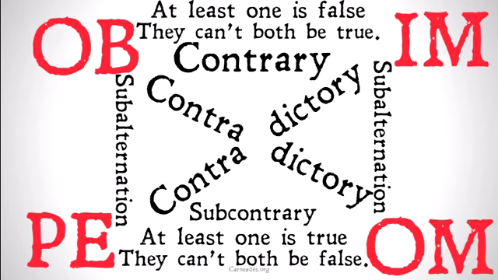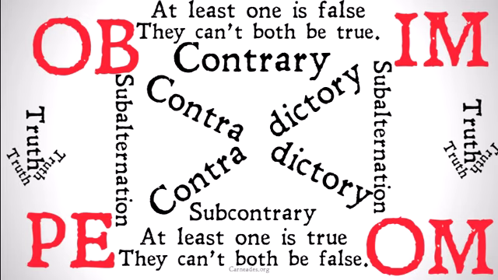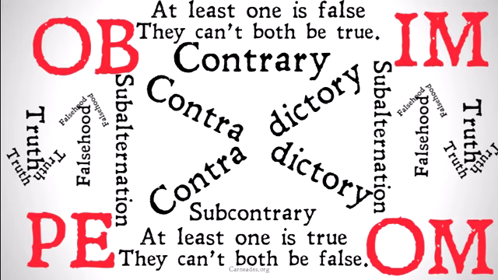And we're going to have 2 more relations: subalternation going down from obligatory to permissible and from impermissible to omissible. Subalternation once again means that truth flows downward and falsehood flows upward. So if something is obligatory, that means it must be permissible. If something is impermissible, that means it must be omissible.